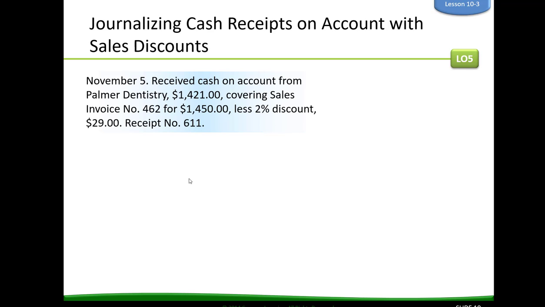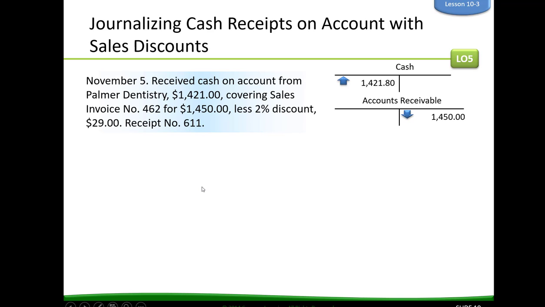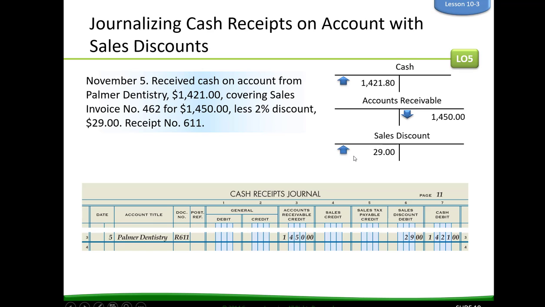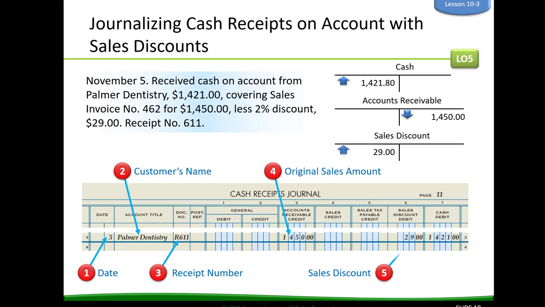Less a 2% discount, $29. And so our cash only went up the amount of the check that they sent us. Our accounts receivable got the full amount, and our sales discount was increased by that $29. So the sales discounts is going to be a debit just like the cash was a debit. And so we have Palmer Dentistry. We have the doc number of R611, the original sale amount, the discount, and then the cash debit, excuse me.